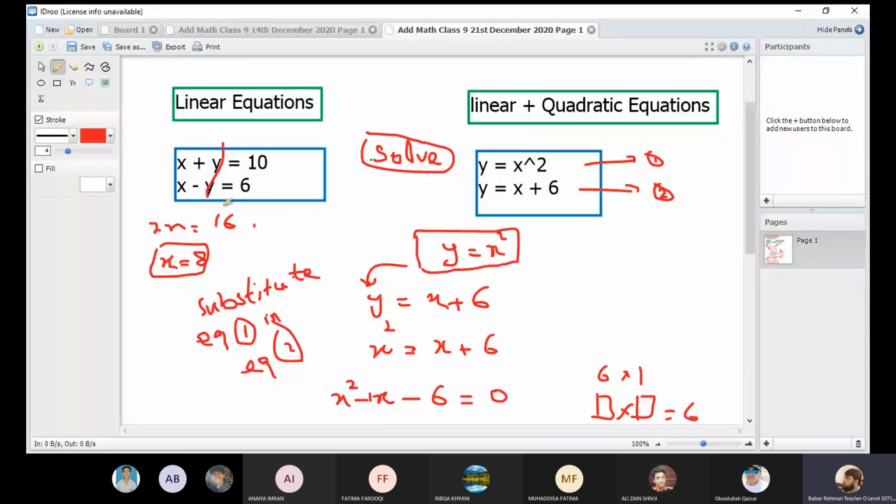You can substitute in any equation. Like, you want to substitute equation number 1 to get the value of y. So what will you substitute here? Sir, what will we put for the value? You will substitute 8 for the value of x. And what is the value of y now? 10 minus 8? 2. 2.